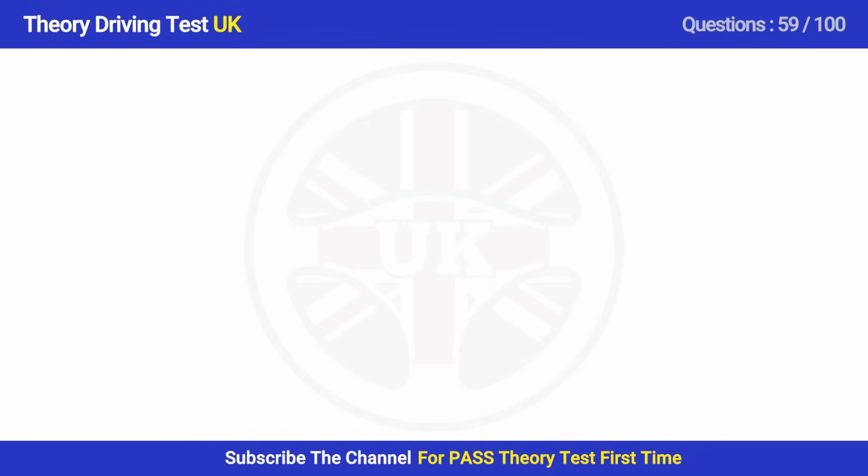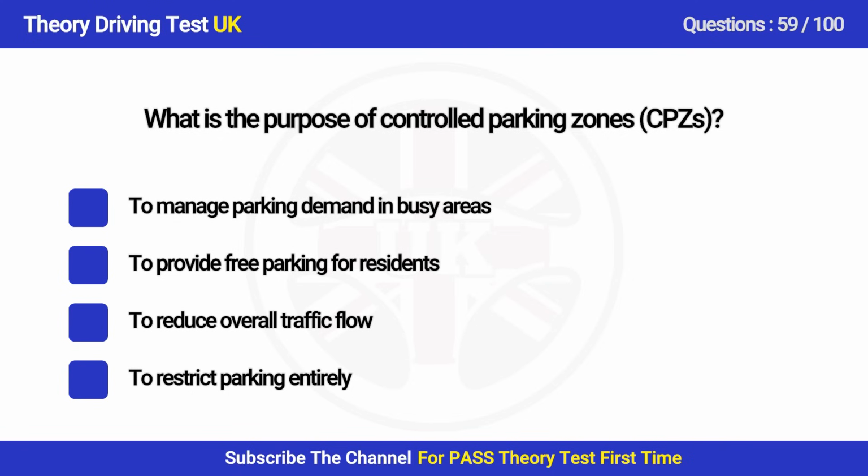Question 59. What is the purpose of controlled parking zones? A. To manage parking demand in busy areas. B. To provide free parking for residents. C. To reduce overall traffic flow. D. To restrict parking entirely.